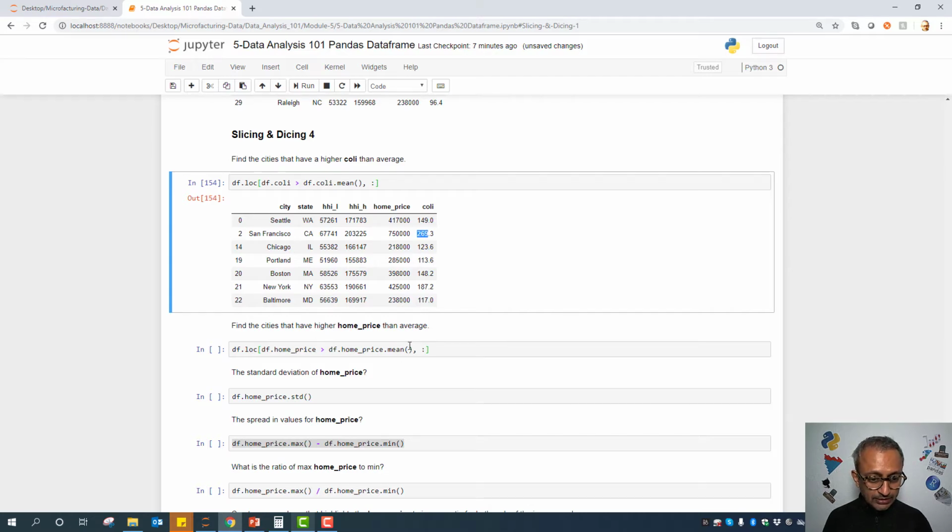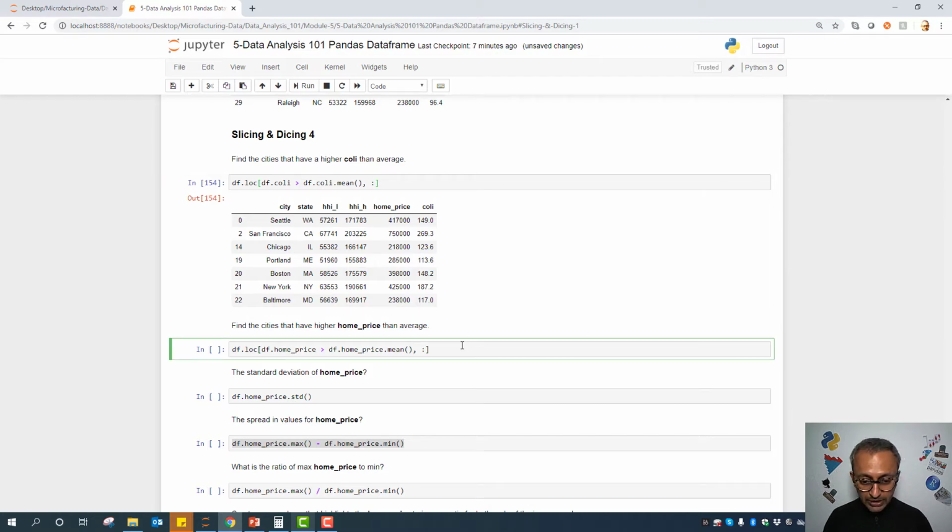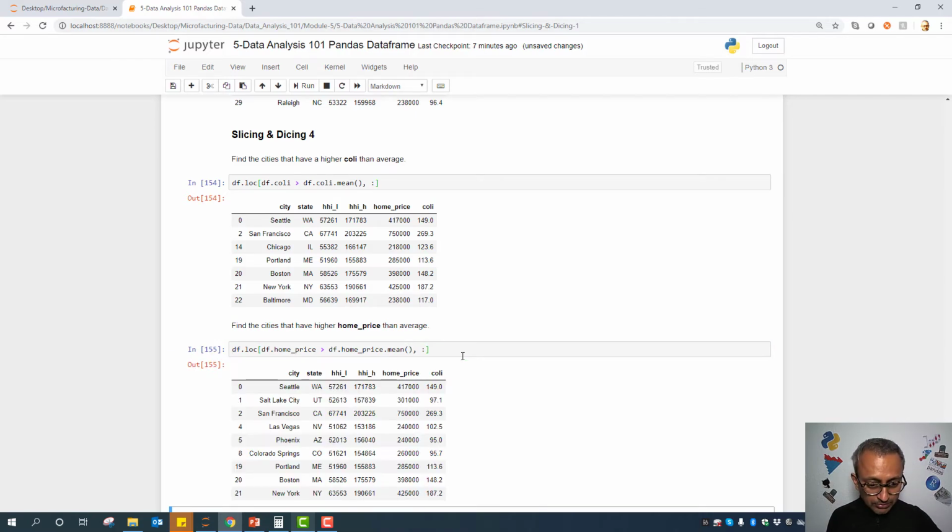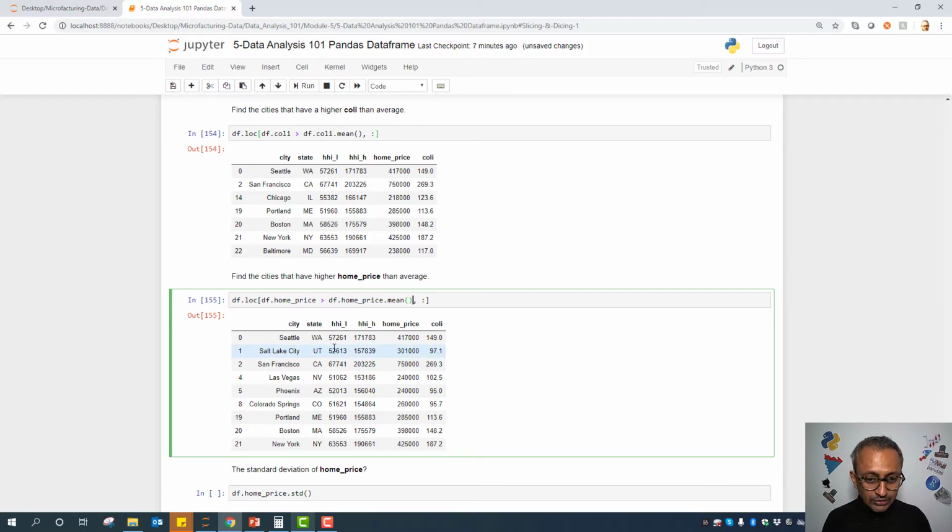Find the cities that have higher home price than average. You know which cities are going to be at the top. Using the same approach, you see this, and you're going to use this over and over again, so it's good to get some practice on it. The culprits are the same: Seattle, San Francisco.